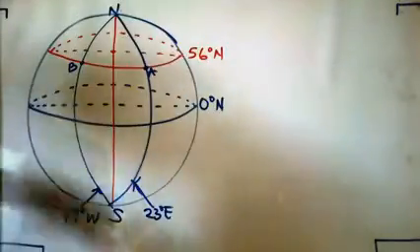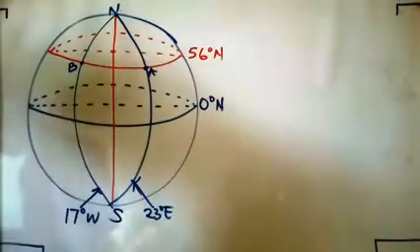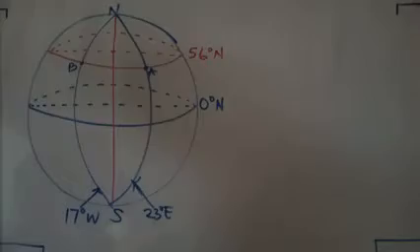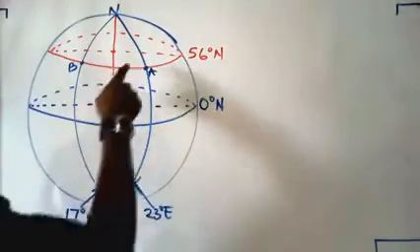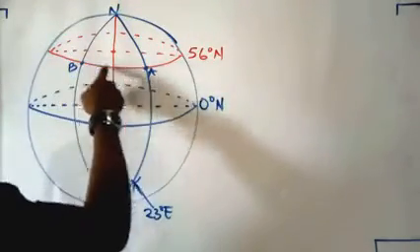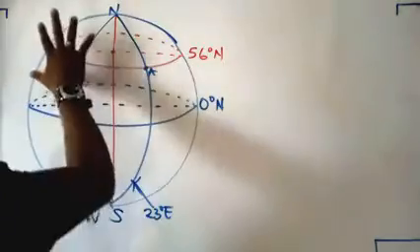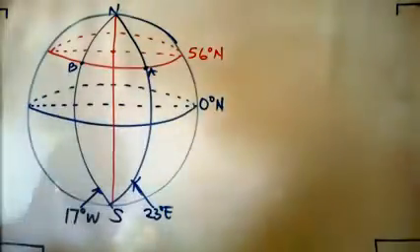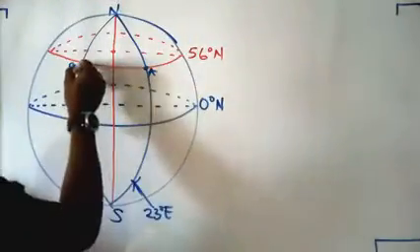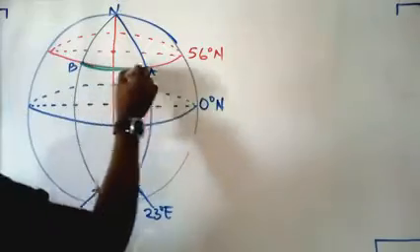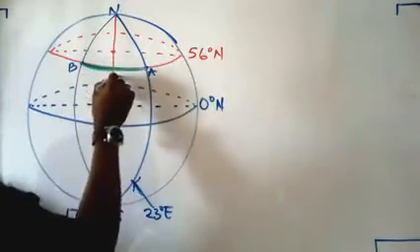The question is, find the distance measured along the parallel of latitude. They are both on the latitude and measuring along latitude. So this is the distance I'm actually looking for. This is the distance, and it's along latitude.